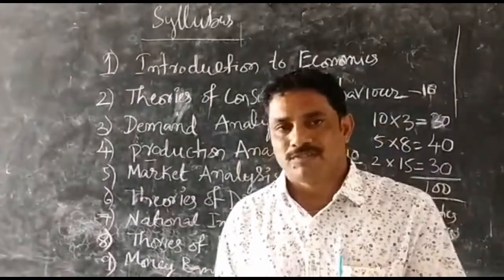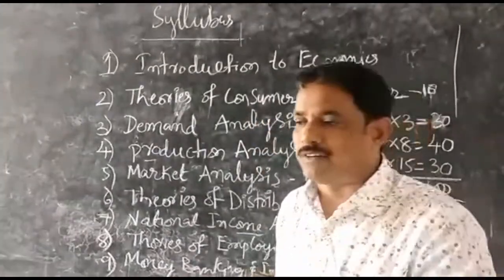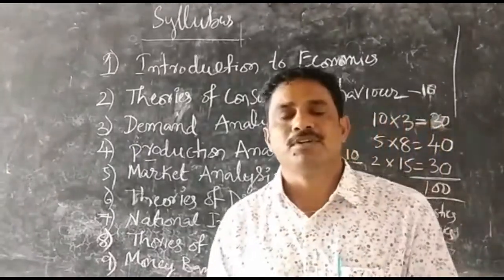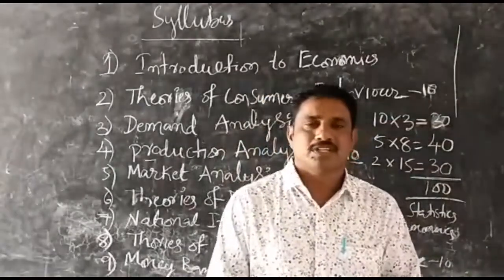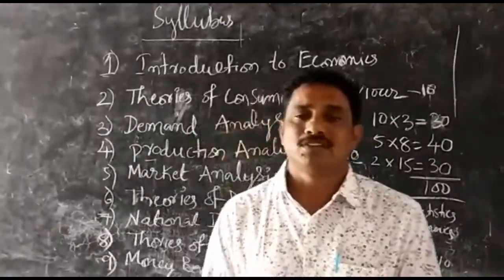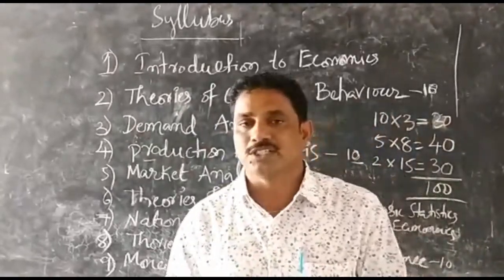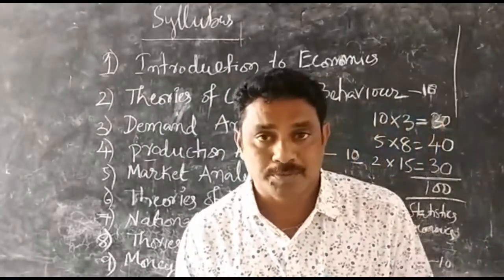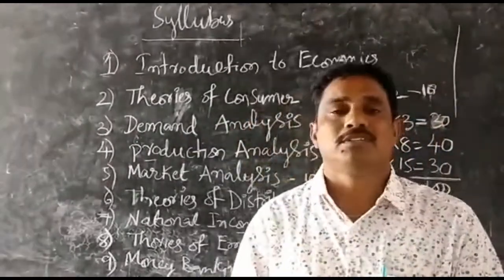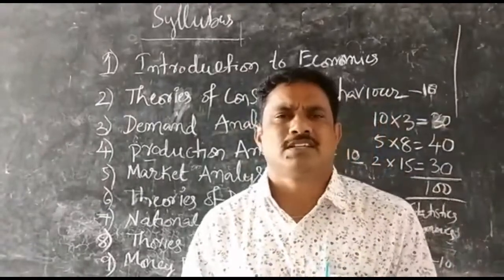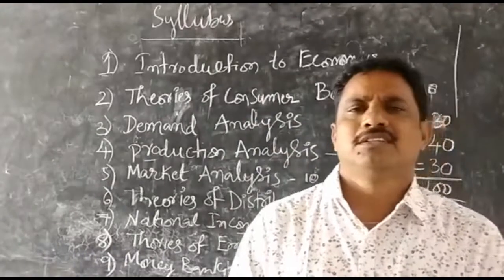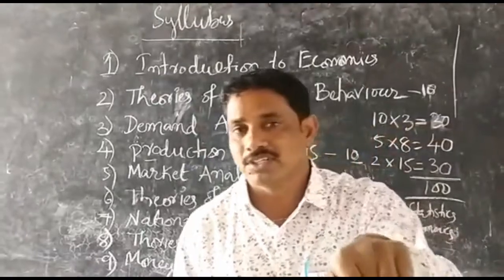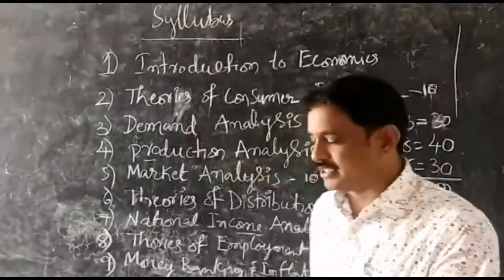Suppose currency notes are available in the market: 5 rupees, 10 rupees, 20 rupees, 50 rupees, 100 rupees and 500 rupee notes. And now the new 2000 rupee currency note is also available in the market. Coins are also available now: 1 rupee, 2 rupee, 5 rupee and 10 rupee coins.